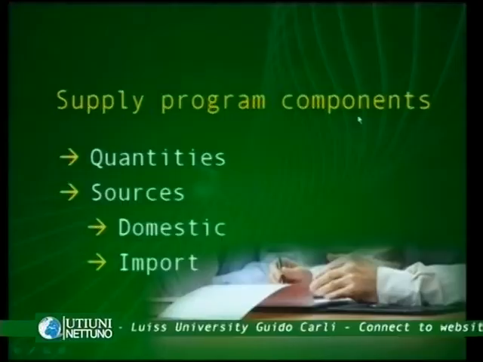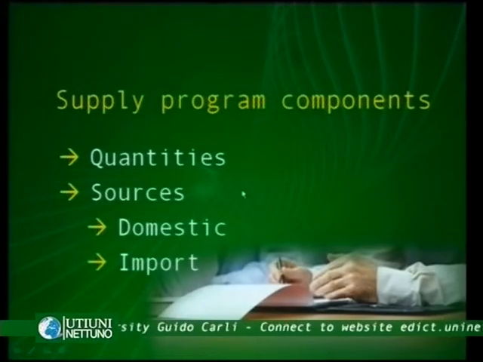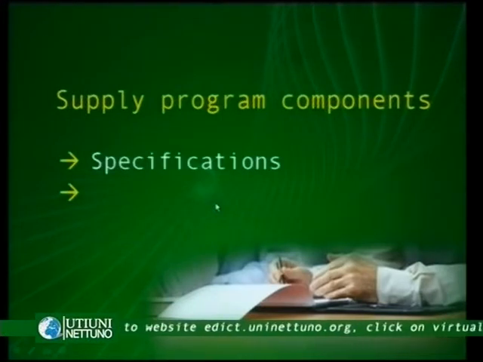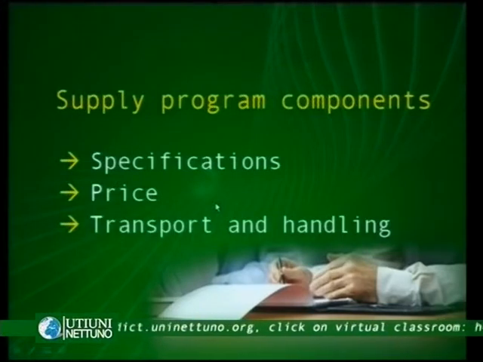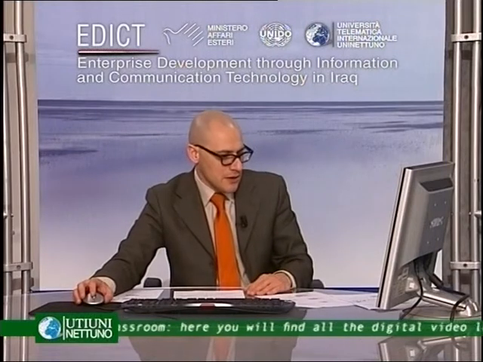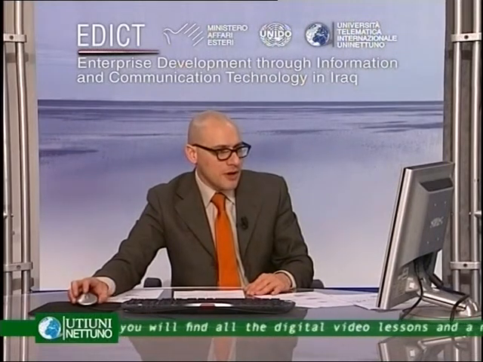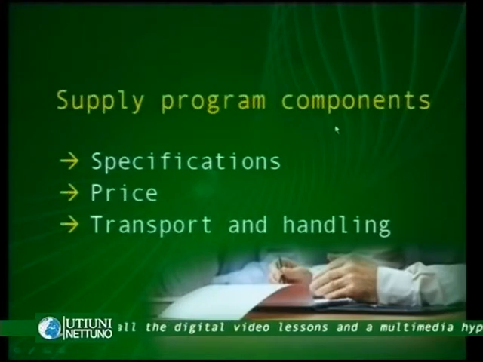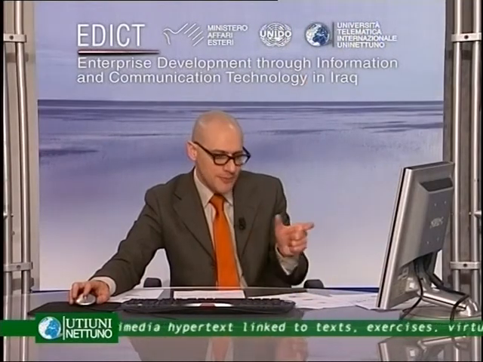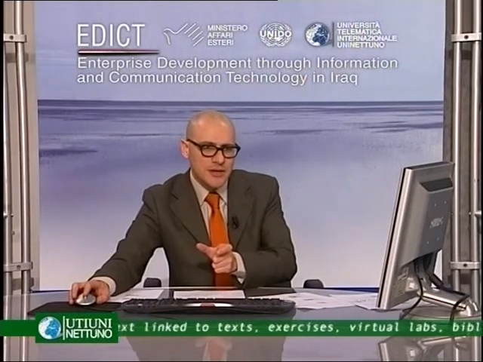Again, when it comes to the supply program components, we have quantities, sources, specifications, price, and transport and handling conditions. So we should consider all these elements, we should program all these elements. A way for obtaining a supply program components is to schedule these activities and to obtain a collection of information that should be systematically collected and organized by the company.